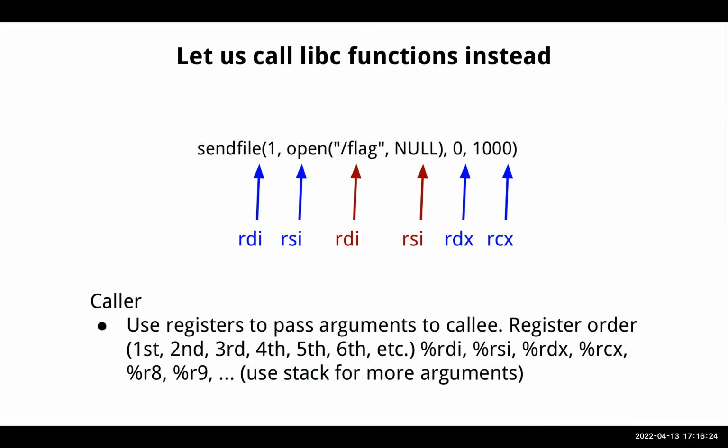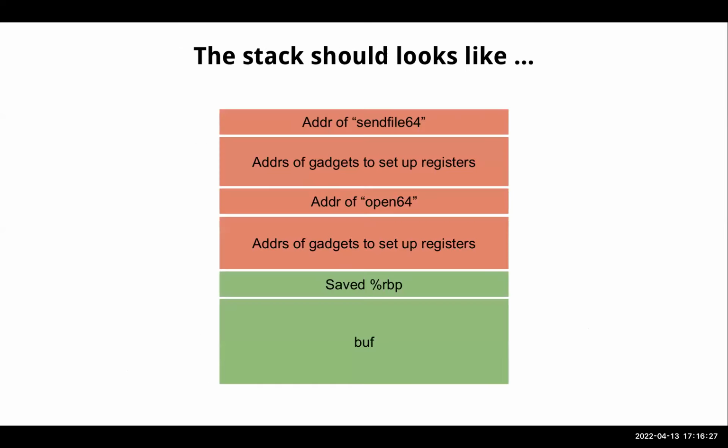Let's say, for example, we are going to change the stack to look like this. We still overwrite the buffer, we overwrite RBP, and we have gadgets to set up the registers. But now when we set up the registers, we do not follow the system call convention anymore. We follow the function call convention because we are going to call a function. We're not making a system call directly. Then after that, we put the address of the corresponding library function, for example, open64.